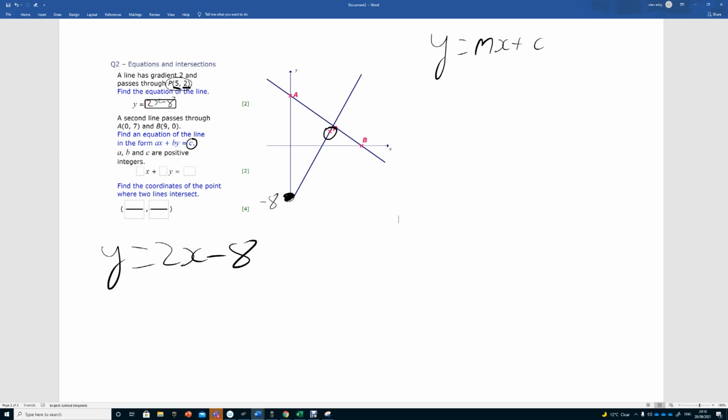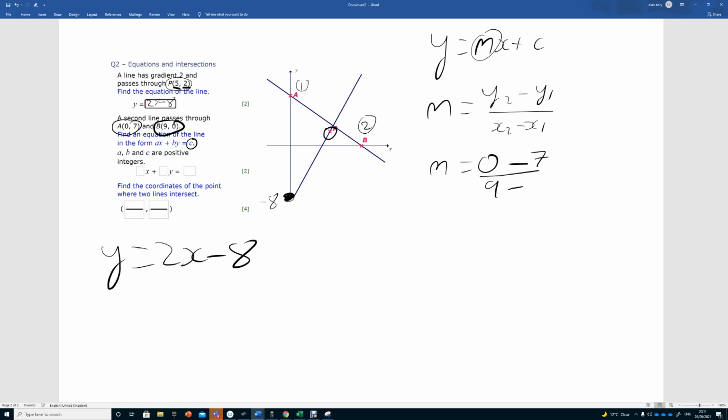Okay, so we have y equal, actually I can't do it yet because I want to find m. So to find the gradient, we call B point 2, call A point 1. Gradient is y2 take away y1 over x2 take away x1. So if we look at B first, 0 take away, and then A, 7, over 9 take away 0, that gives you minus 7 ninths, which isn't particularly nice, but there we go. So we have y equal to minus 7 ninths x plus c.